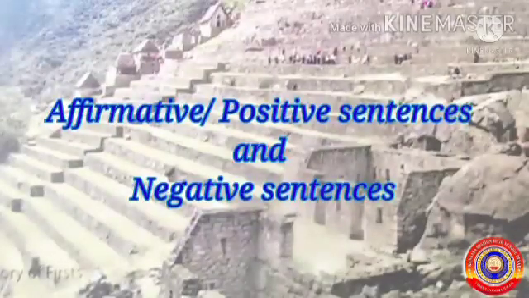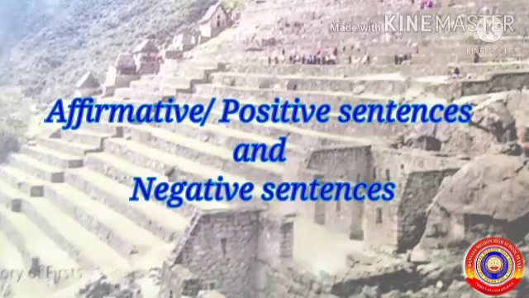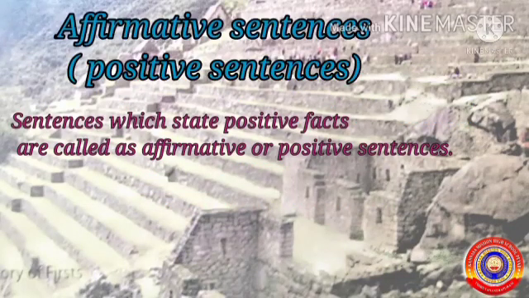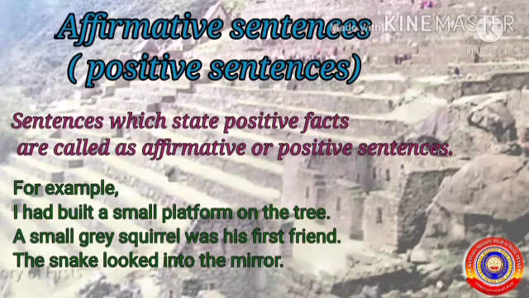Next, affirmative or positive sentences and negative sentences. Affirmative sentences: sentences which state positive facts are called affirmative or positive sentences. For example, I had built a small platform on the tree. A small grey squirrel was his first friend. The snake looked into the mirror.